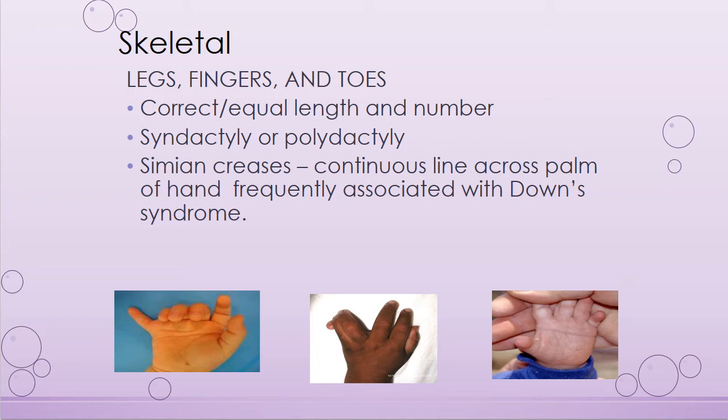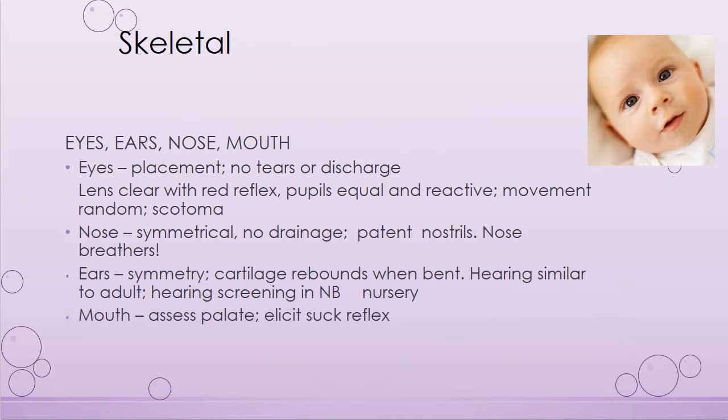We look at simian creases. That's a continuous line across the palm of the hand. That is frequently associated with a Down syndrome baby. This is why we're doing a full-on assessment.